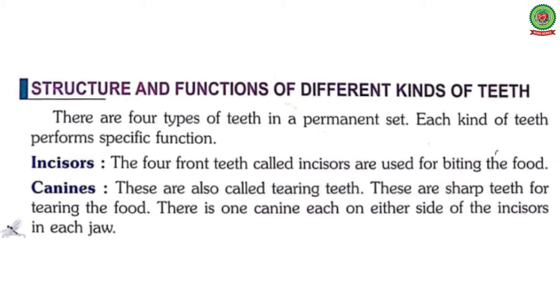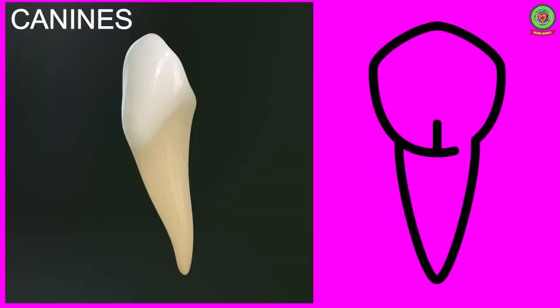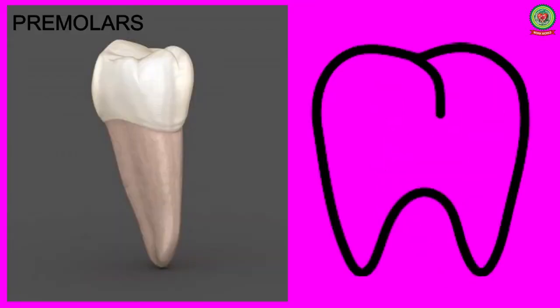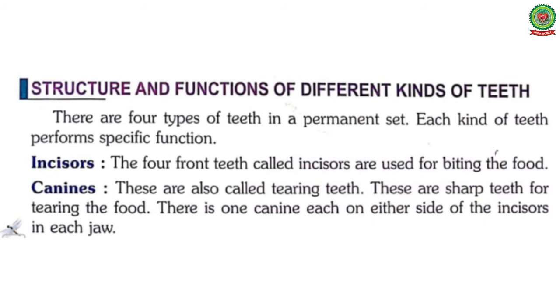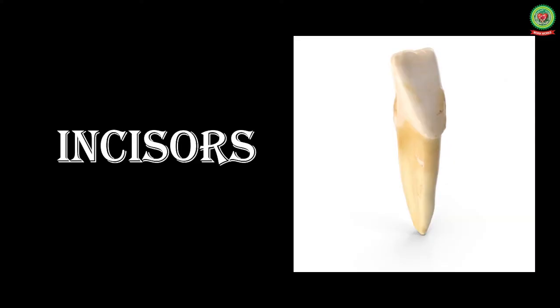There are four types of teeth in permanent set. Each kind of teeth performs specific function. So students, there are four types of teeth and these four types of teeth are incisors, canines, premolars and molars. So let's learn about them one by one. The first type is incisors.